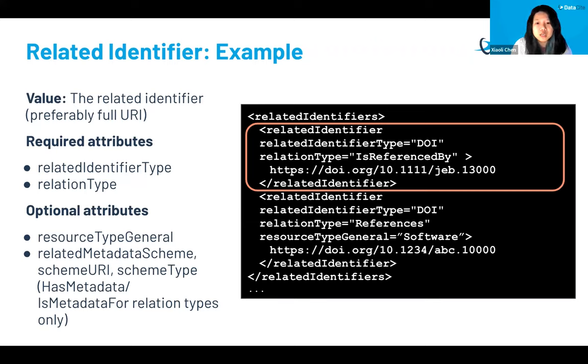Note that the related metadata scheme sub-elements are only required when the relation types hasMetadata and isMetadataFor are used. Then this becomes an option to be entered. So we will come back to relation type in a moment. Next slide.